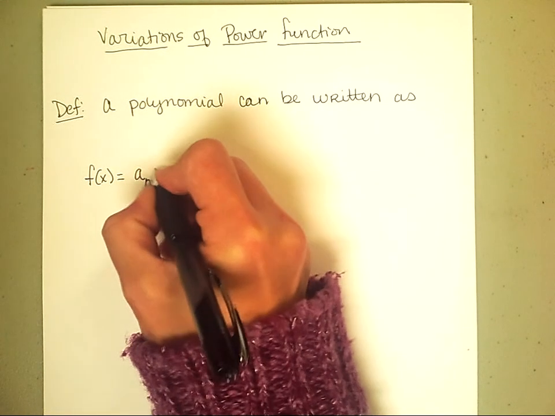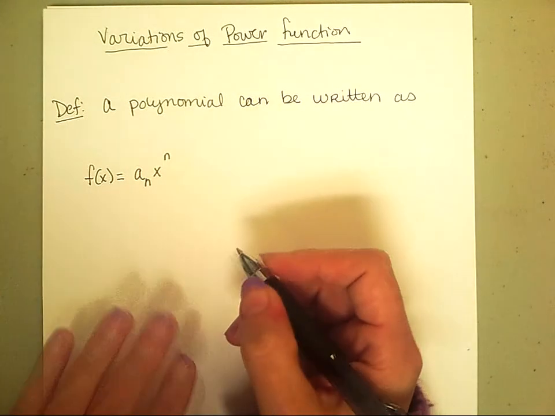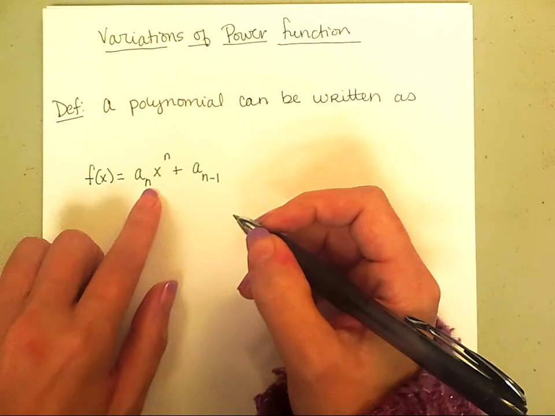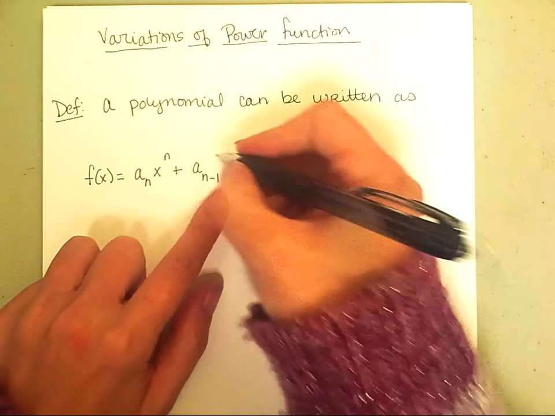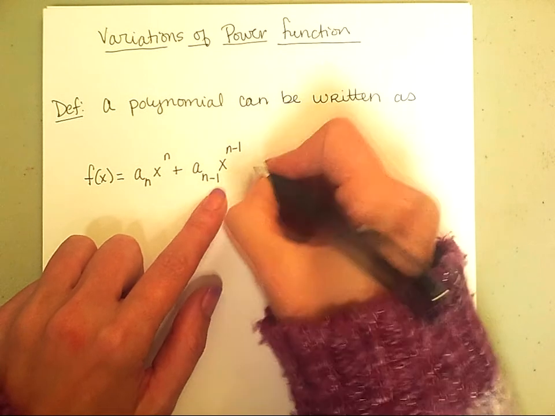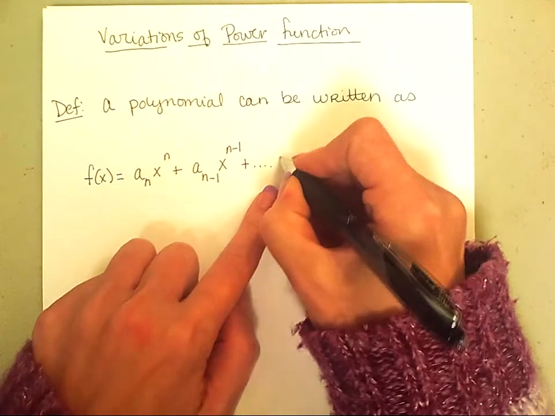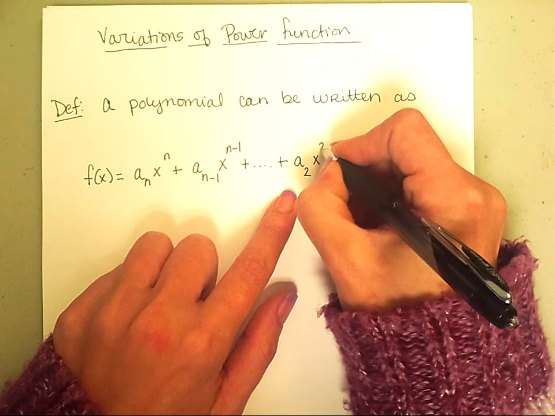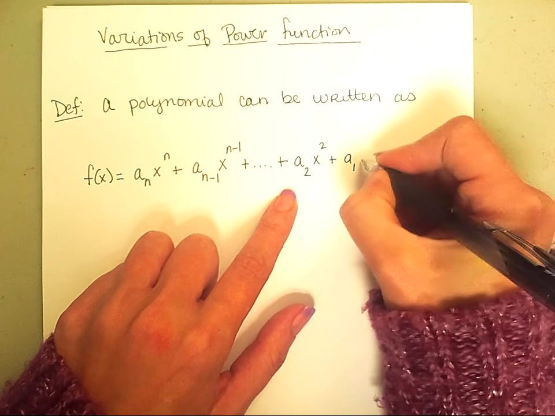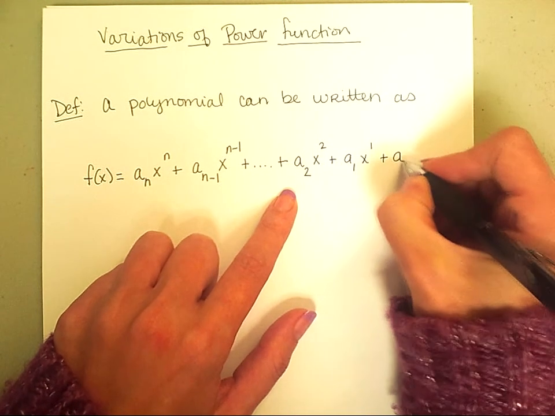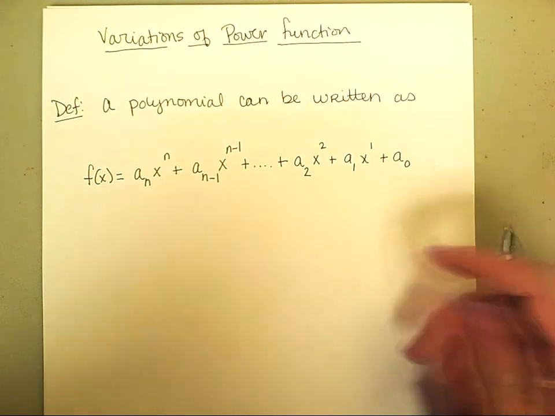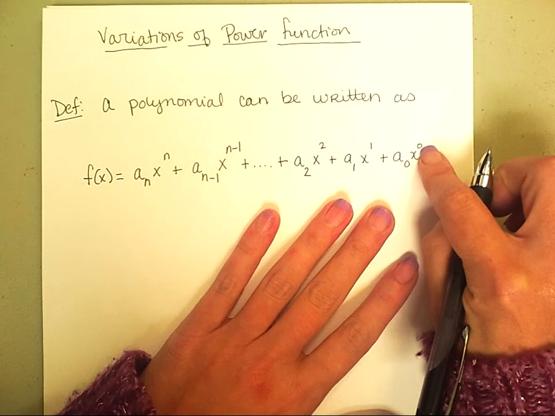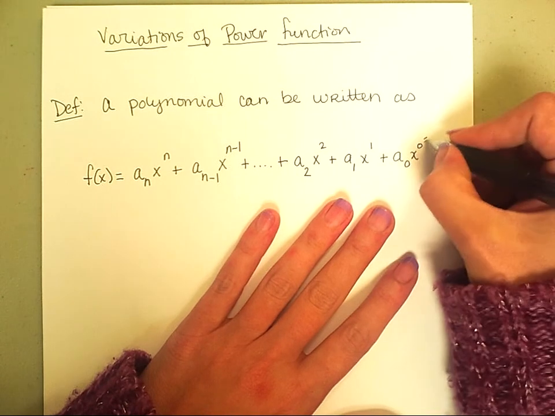a sub n x to the n plus a sub n minus 1. Okay, so these little subscripts, I just read a sub whatever, and then x to the n minus 1 power. And we can keep going for as many terms as we need till we get down to a sub 2 x to the 2nd power, a sub 1, x to the 1st power, and a sub 0, which we usually write as a sub 0, but remember we could write that as times x to the 0 power, because x to the 0 power equals 1.